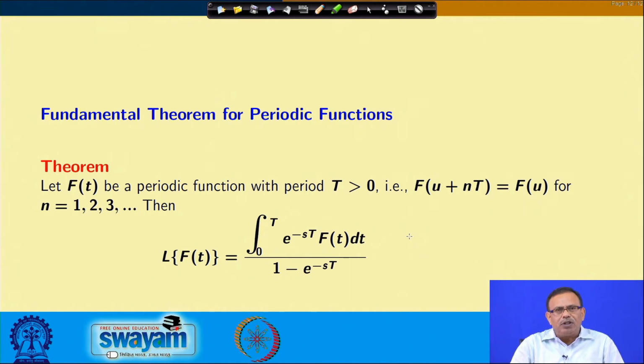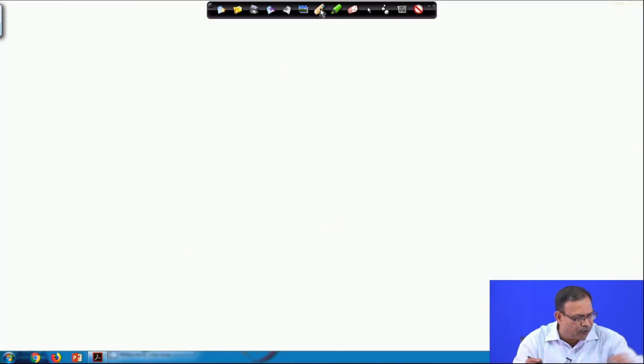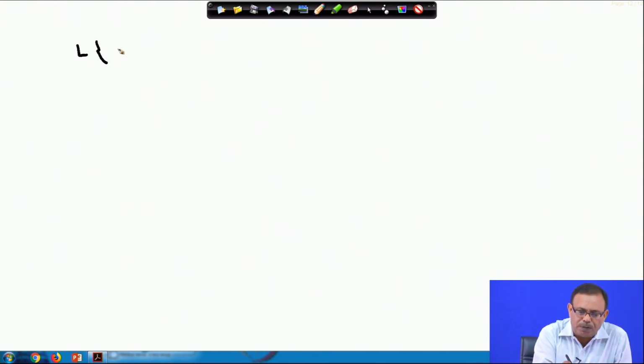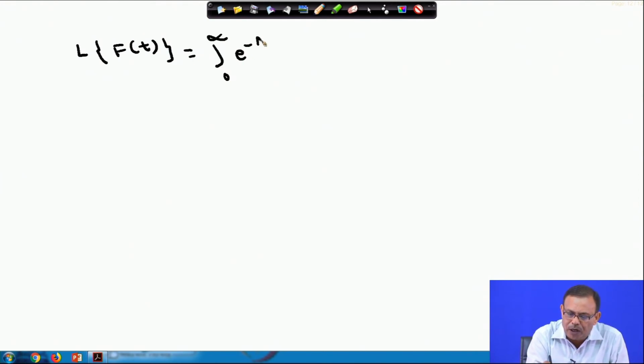In that case, the Laplace transform of that periodic function f(t) will be equal to the integral from 0 to T of e power minus s t f(t) dt, divided by 1 minus e power minus s into capital T. So, using this formula directly, depending upon the periodic function f(t) and the period capital T, we can tell what the Laplace transform of a periodic function will be. First, let us go through the proof of this. The Laplace transform of f(t) is equal to the integral from 0 to infinity of e power minus s t into f(t) dt.